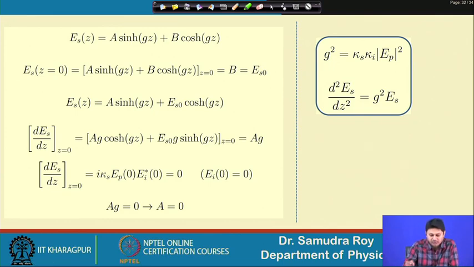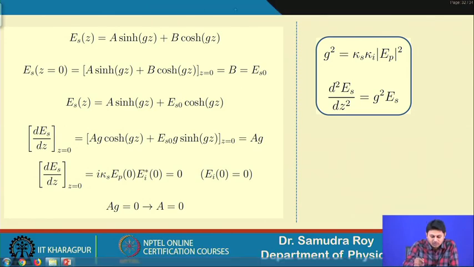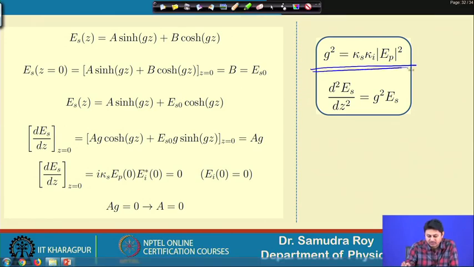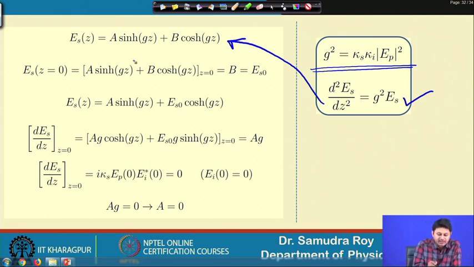So, in the right hand side we can find that G squared is defined in this way. Our differential equation is this. A direct solution, we know the form, because we have been using this solution for long, that Es is equal to A sinh of Gz plus B cosh of Gz. This is the most general solution of this given equation.